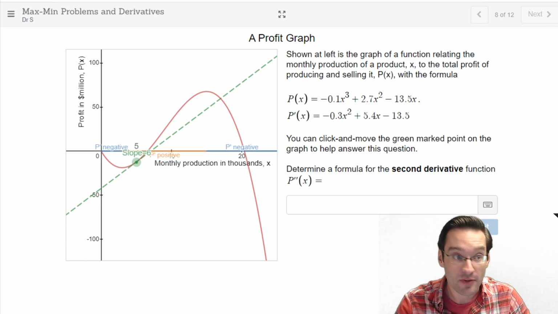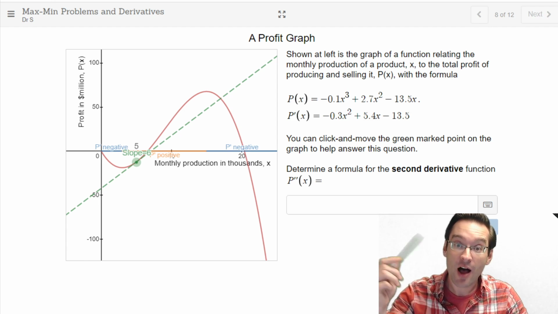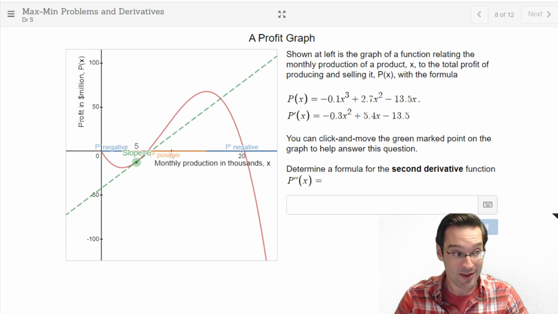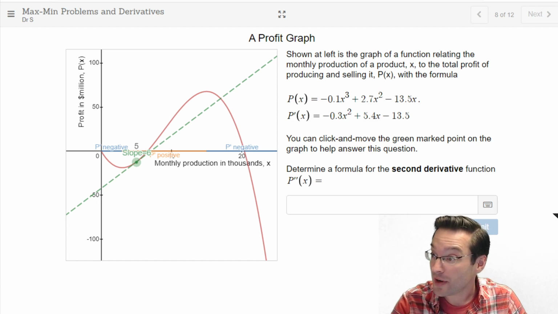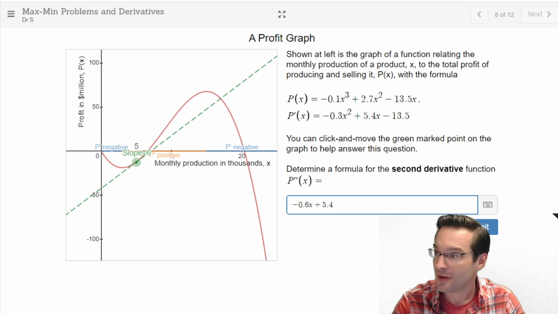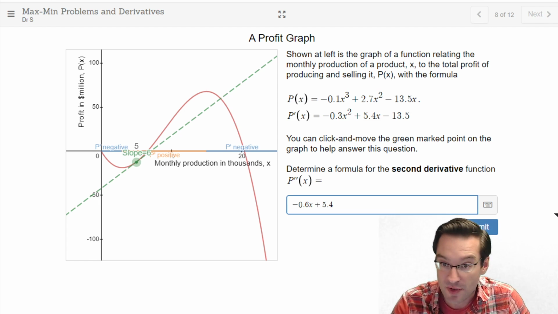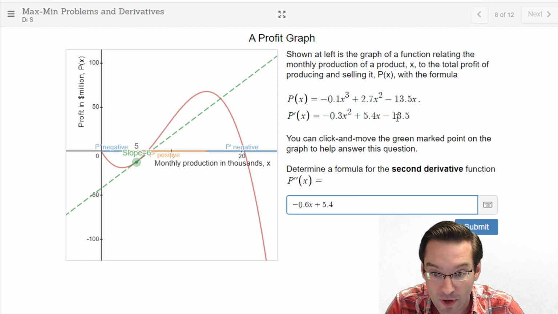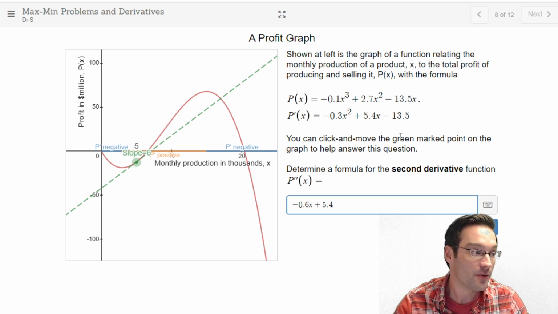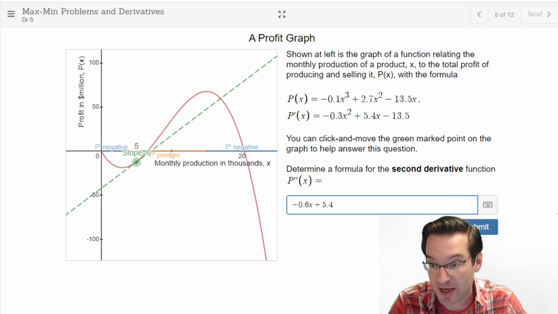The second derivative of a function is nothing more than the derivative of its derivative. So the first thing I want to ask you is just, what is the second derivative of this profit function? There's p of x, there's p prime of x. What is p prime prime? What's the formula for it? So the derivative of the derivative is just going to, again, using the power rule, be negative 0.6x, multiplying that by the 2, plus 5.4. And then my negative 13.5x will go away. So there is a formula for the derivative of the derivative, or the second derivative.